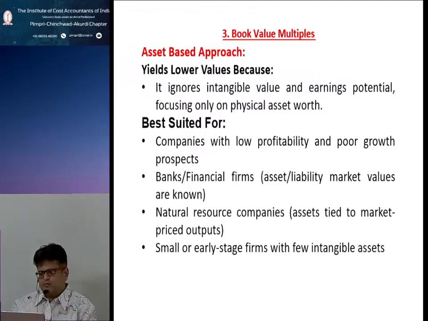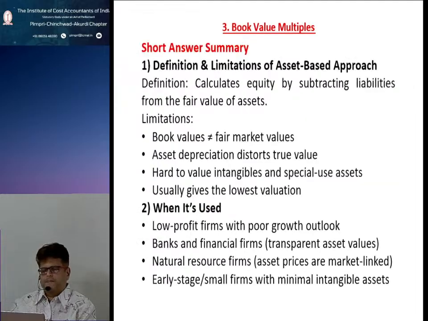Secondly, it is suited for banks or financial firms where assets and liabilities market values are known easily. Thirdly, natural resource companies where assets are tied to market priced outputs. And fourth type of firm which are small or early stage firms with few intangible assets. So these are the four firms or organizations where this asset based approach is best suited.